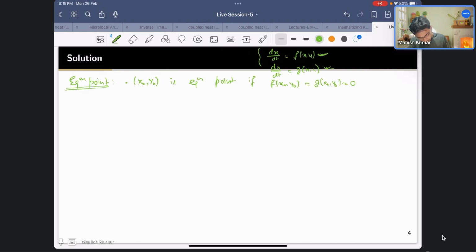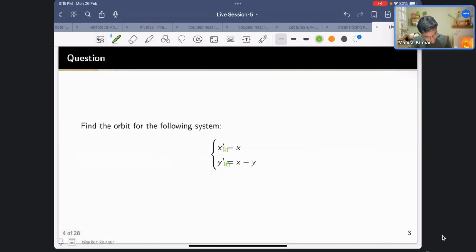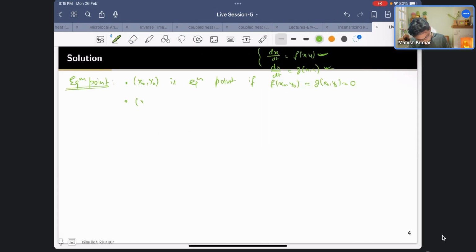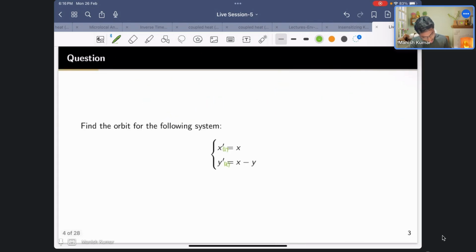Okay. So in this case, if you look at this, then this equal to 0 implies that x naught is 0, and if you substitute it here, you will get x minus y equal to 0. This would mean that y naught is equal to x naught, which is equal to 0. When I solve this, we know that (0, 0) is the equilibrium point for the above system. So we got the equilibrium point.